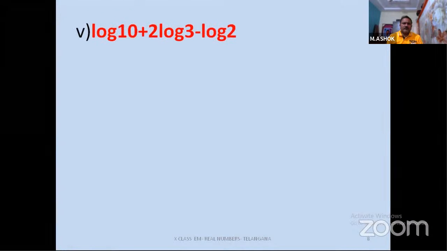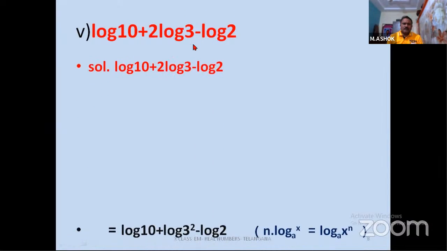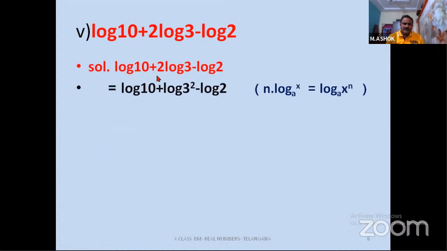Now fifth one, log 10 plus 2 log 3 minus log 2. Okay, so in order to write as a single logarithm, here 2 into log 3 is there. Basing on this formula, the 2 will become the power of 3, 3 square. So n into log x base a means log x to the power of n. Okay, now log 10 plus log 3 square means log 9, minus log 2.